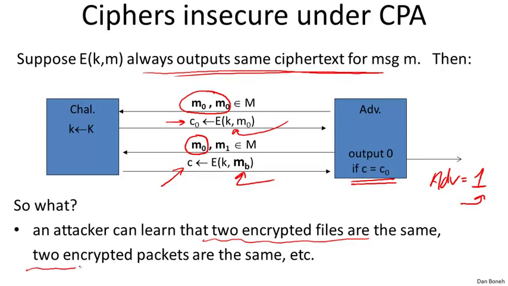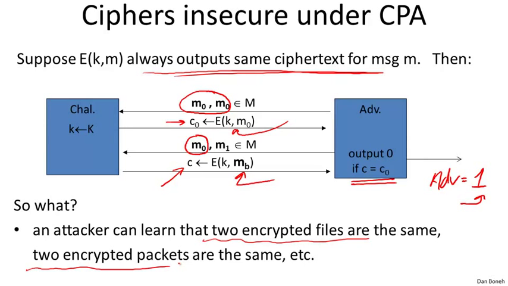Similarly, if you send two encrypted packets on the network that happen to be the same, the attacker will not learn the content of those packets, but he will learn that those two packets actually contain the same information. Think, for example, of an encrypted voice conversation. Every time there's quiet on the line, the system will be sending encryptions of 0.